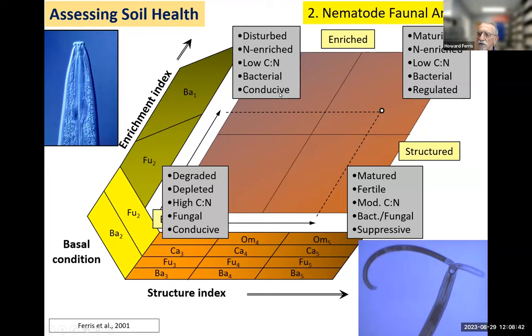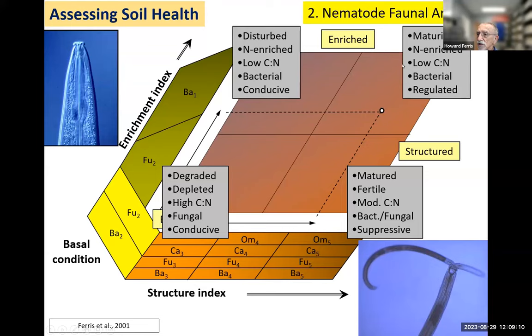What I mean by conducive is, if a plant that is susceptible to plant feeding nematodes is put in here, there's nothing regulating the population of the plant feeding nematodes. The plant feeding nematodes will increase very rapidly. Now, if our structure index and enrichment index had plotted in this quadrant, we'd say, well, it's more structured. There are more linkages in the food web, more things feeding on each other.